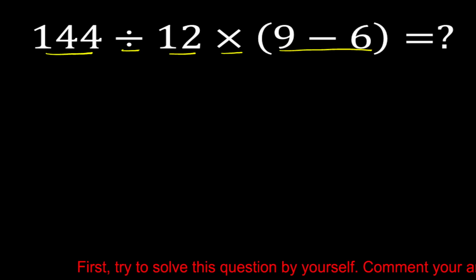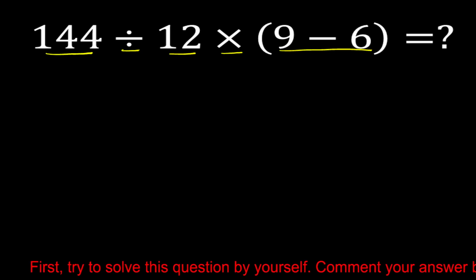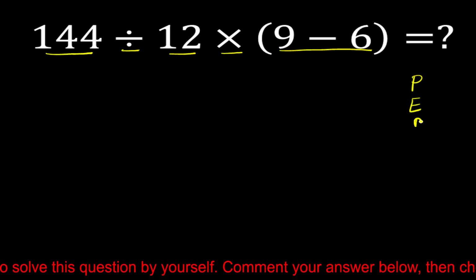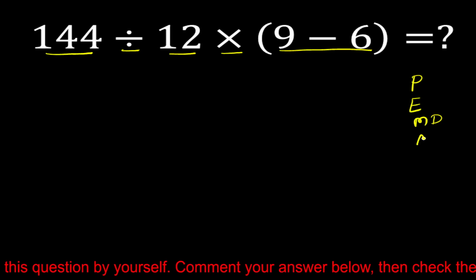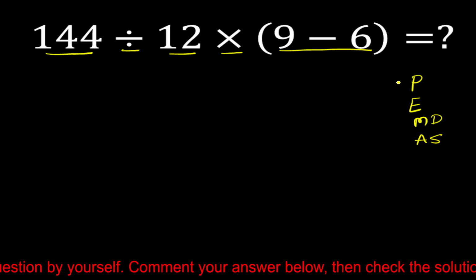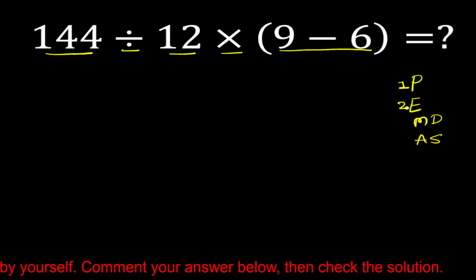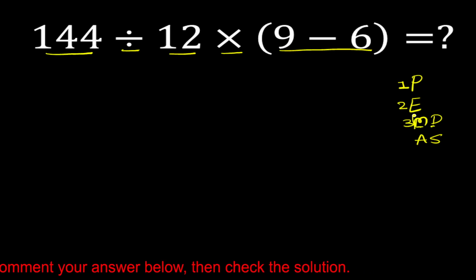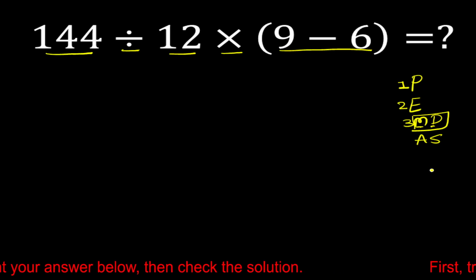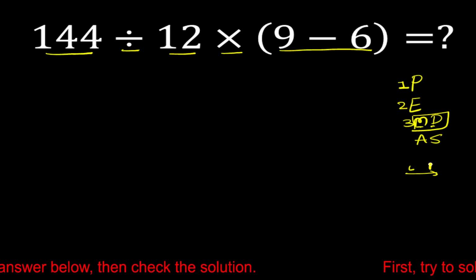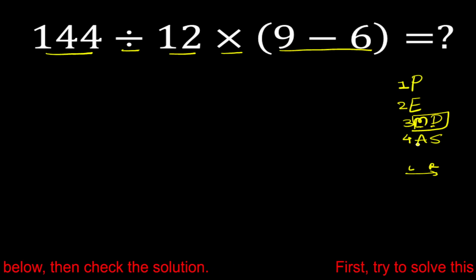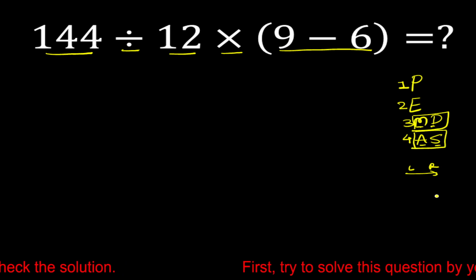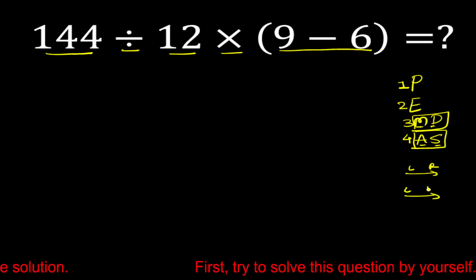So now let's solve this problem correctly by using the PEMDAS rule. According to PEMDAS, first priority is parenthesis, second priority is exponents, third priority is multiplication and division. Here multiplication and division both have equal priority, so we have to solve it from left to right. Fourth and last priority is addition and subtraction. Also addition and subtraction both have equal priority, so we have to solve it from left to right.